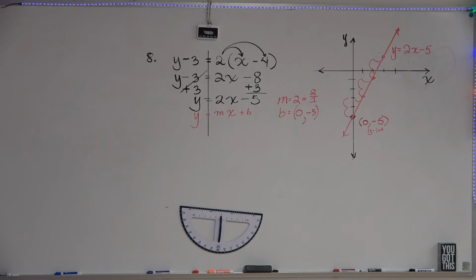Very, very good. Now, the next problem is y equals 2. Can someone verbally describe for me what that's going to look like? Horizontal line. Horizontal line passing through 2 on the y-axis, right? Y equals 2. Horizontal line passing through 2 on the y-axis.